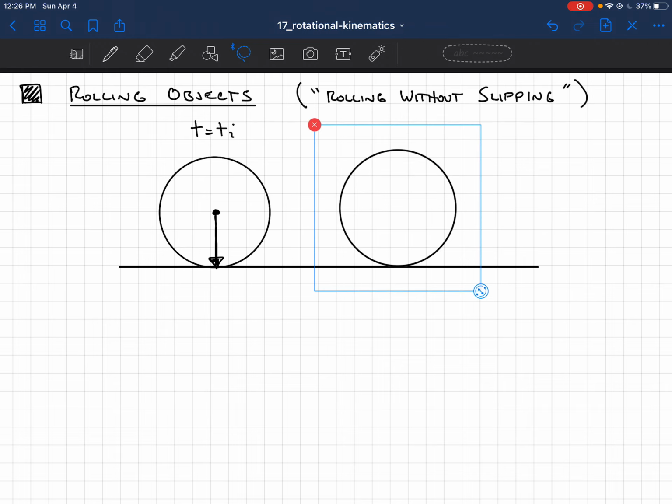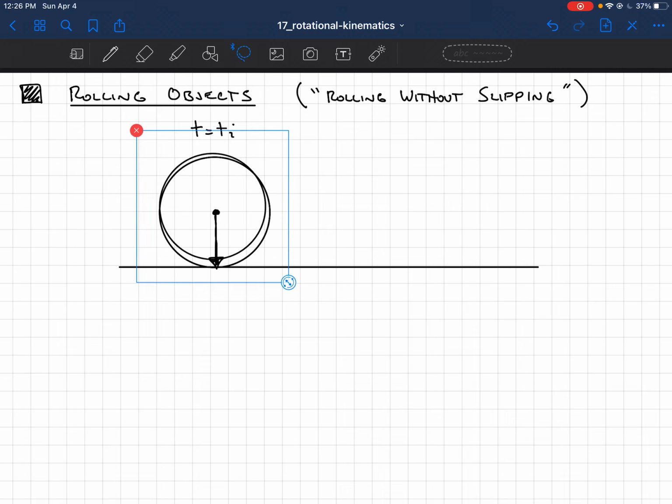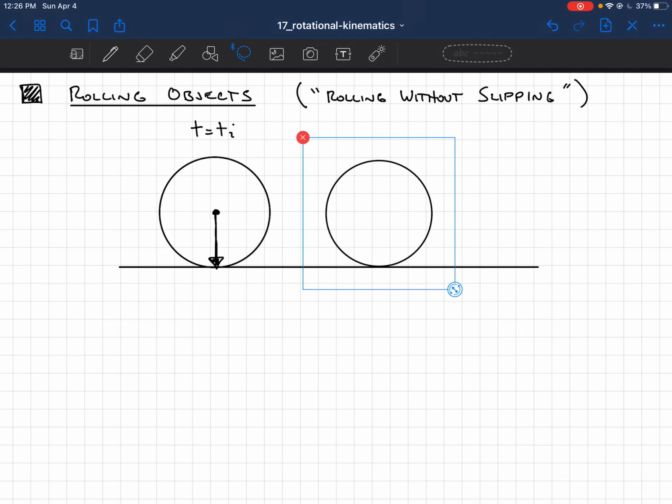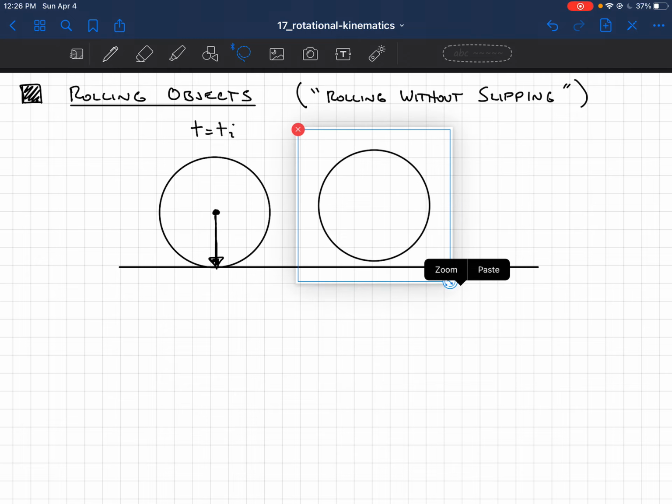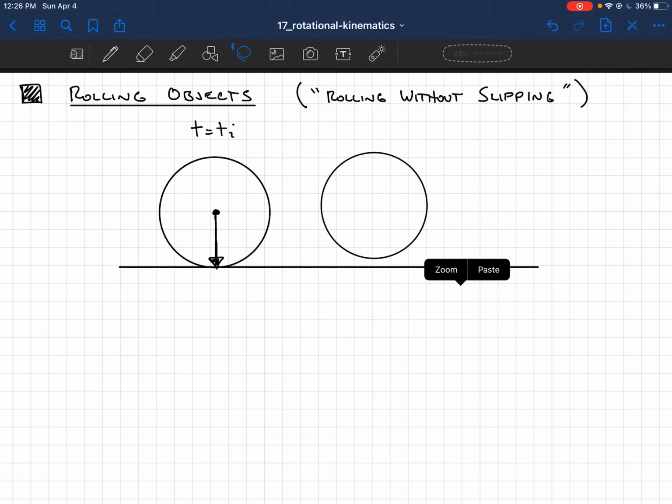I think I increased its size, didn't I? Let's make it a little bit smaller. That's about right. A little bit bigger. Oh, geez.